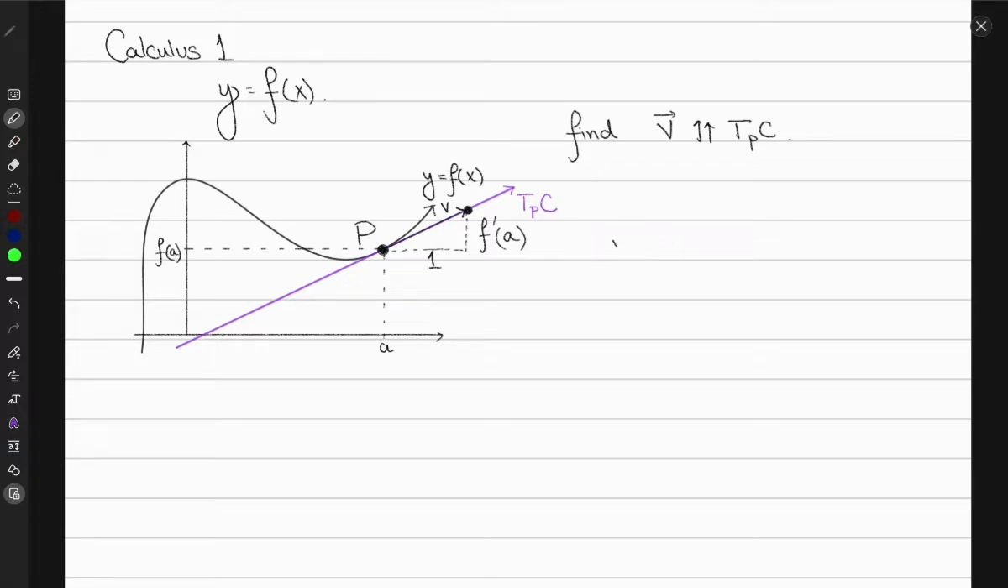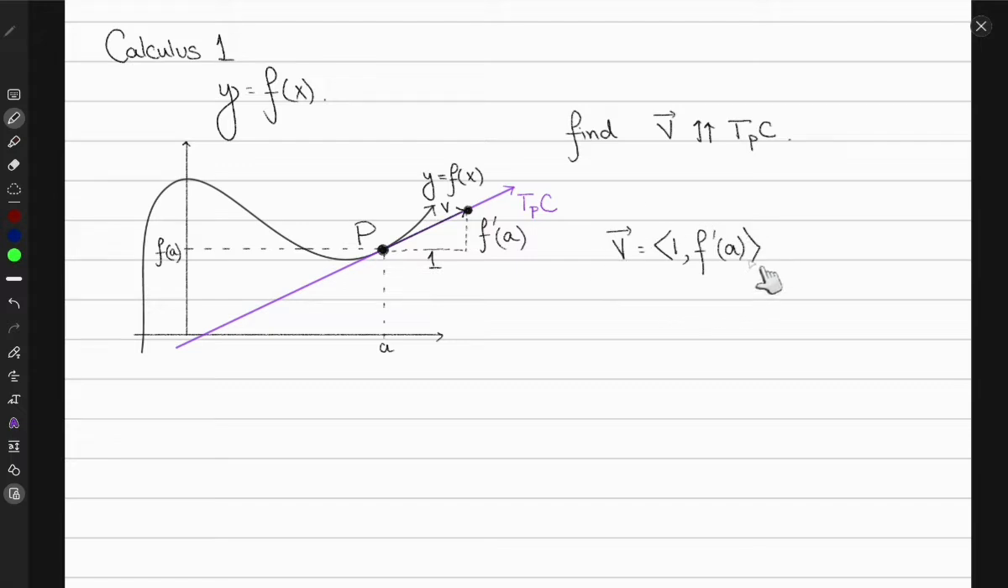And now this vector v is equal to, whenever we represent our vectors, we'll be using what I'll call the arrow brackets, like this. 1. So this x coordinate is 1. What is y? It is f prime of a. So this is my vector v.